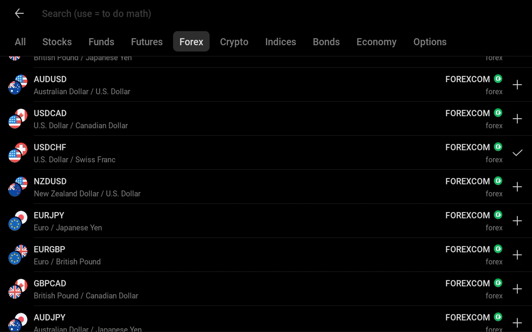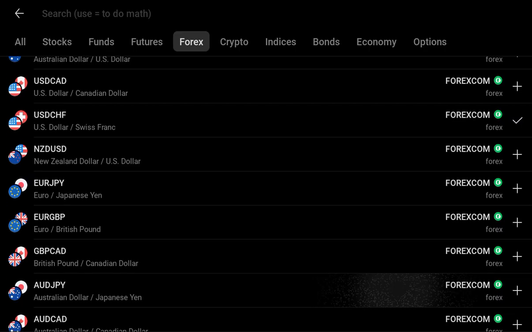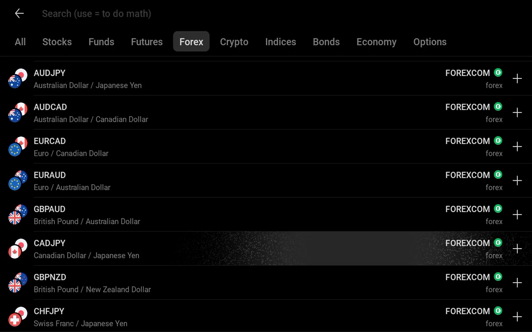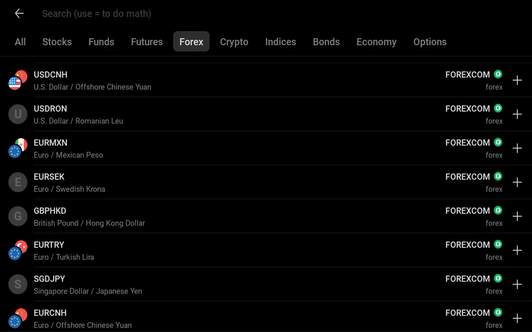AUD USD, Australian dollar against United States dollar. So the Australian dollar is the base pair, while the United States dollar is the counter pair. So we have a lot of pairs. We call them the forex pairs. These are the forex pairs. You can see we have so many forex pairs.